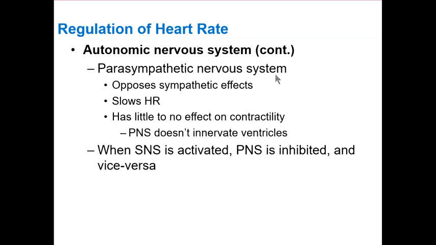With the parasympathetic division, it opposes sympathetic, so it's going to slow your heart rate down. It doesn't have any effect on contractility. It doesn't innervate the ventricles. When sympathetic is activated, PNS is inhibited. Parasympathetic nervous system is inhibited, and vice versa.